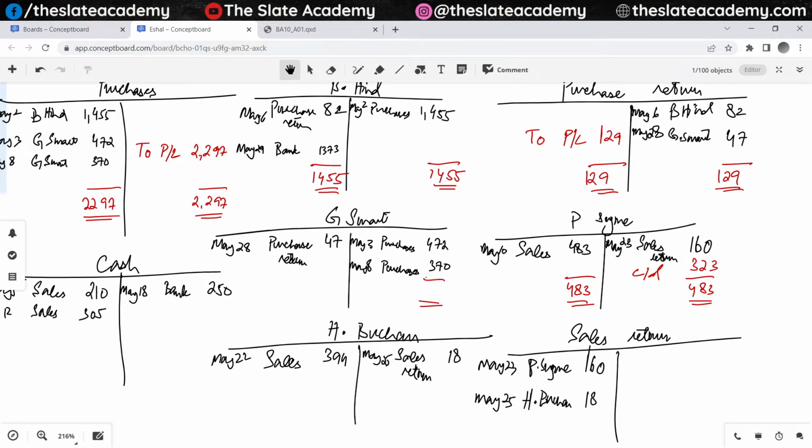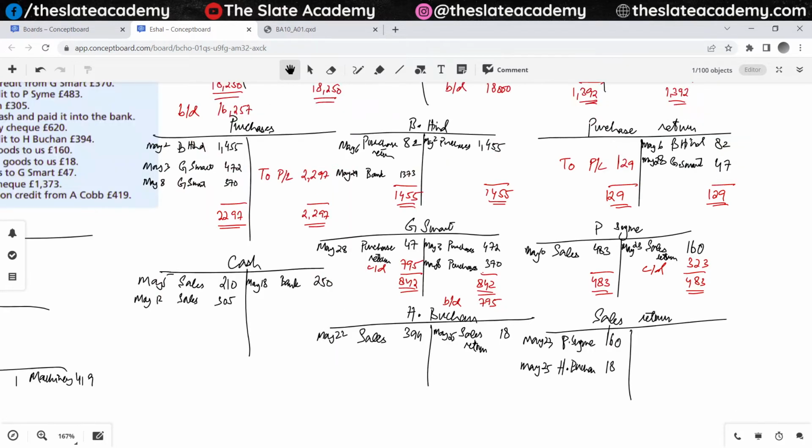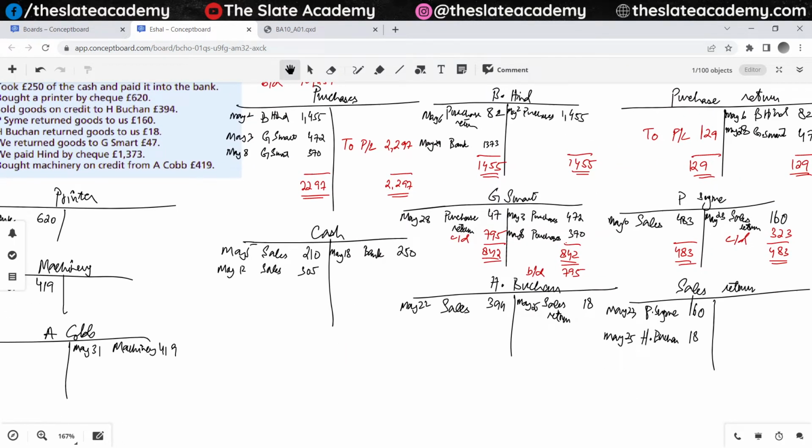472 plus 370, 842. The same sum over here as well, 842. Carried down would be 842 minus 47 would be 795, and the same carried down would be brought down 795. Agreed?